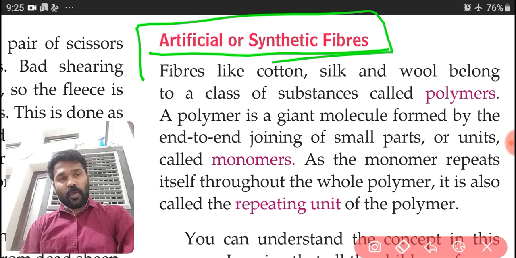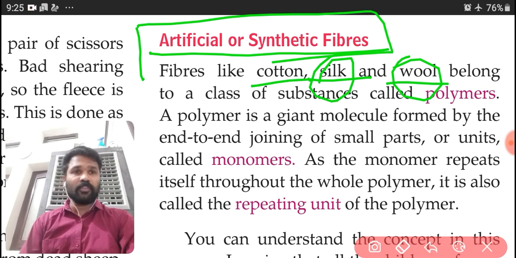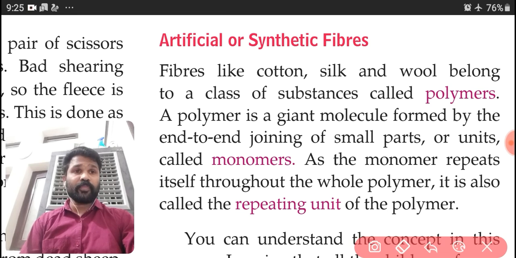Fibers like cotton, wool and silk belong to a class of substances called polymers. All these are in the category of polymers.